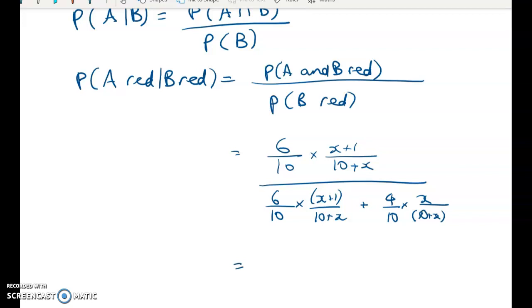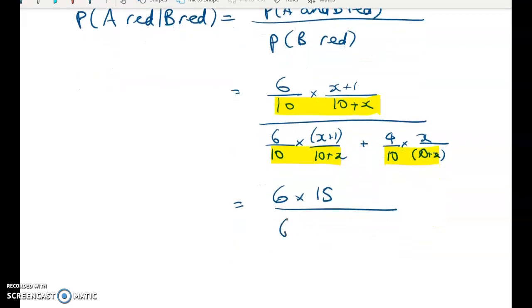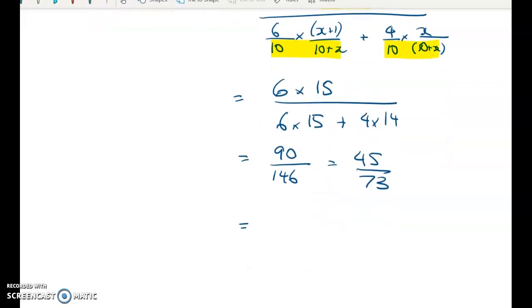And you can see that we've got a common denominator here, here, and here. So this fraction simplifies nicely, and we can put in what x is at any stage. x is 14, so it's going to be 6 times 15 over 6 times 15 plus 4 times 14. And that gives me 90 over 146, or simplifying my fraction, 45 over 73. And if I take that through to a decimal and round it as requested, we end up with 0.616 to 3 sig fig. So there you go.